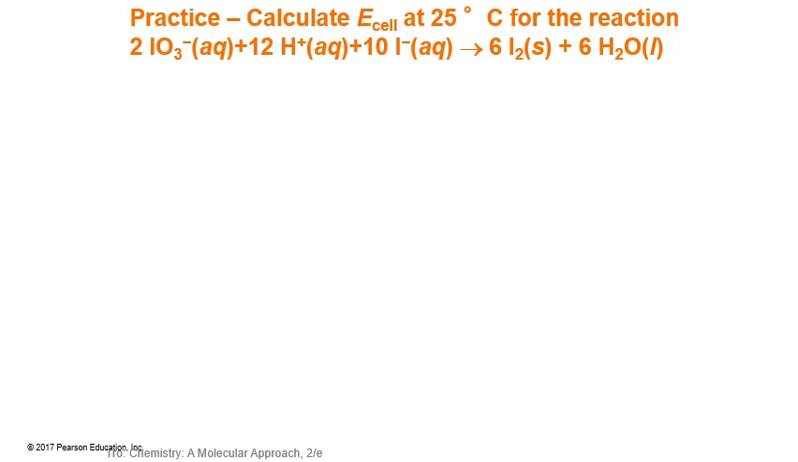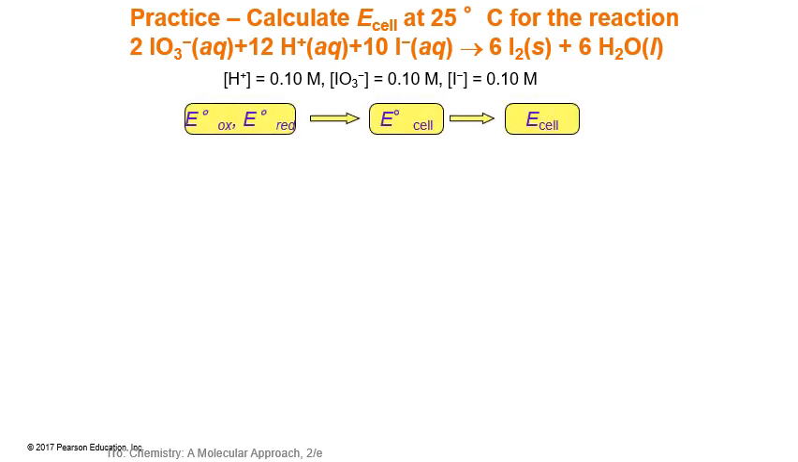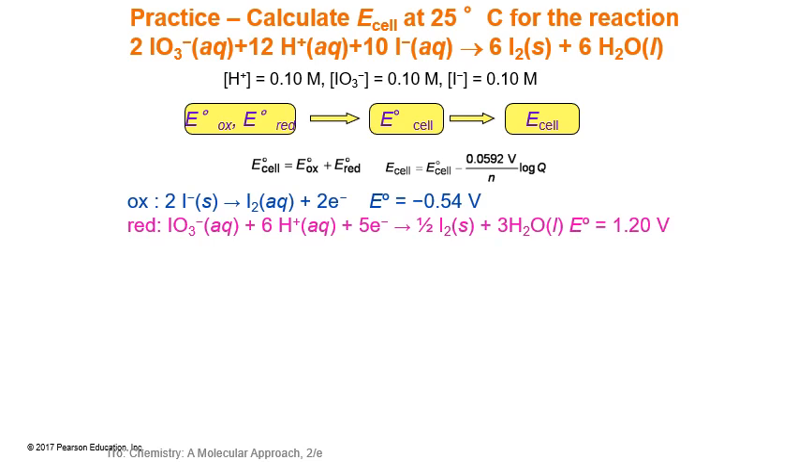Here's a practice for you to try: calculate the Ecell using the Nernst equation for the overall reaction of iodate in acidic solution plus iodide, giving us iodine plus water. So the initial concentrations of all of our reactants are 0.1 molar. The Nernst equation and how to calculate the standard potential for the cell are here for you, and our 2 half reactions for this overall reaction. Please try to calculate the cell potential under non-standard conditions.